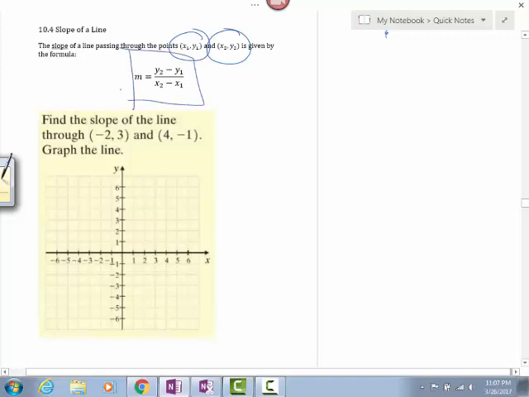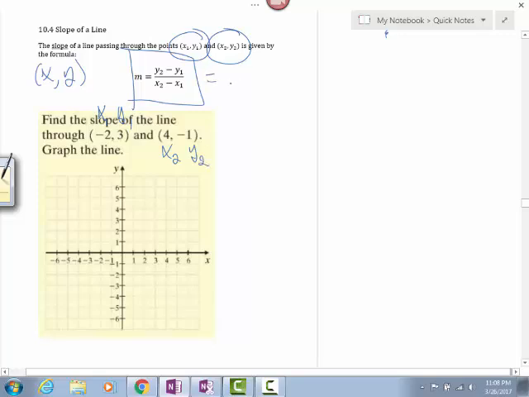Now, the reason we're using x1 and y1 and x2 and y2 is because we have 2 points, okay? So if you remember, every point is always going to be in the form x comma y. So since I'm looking at my first problem here, it says find the slope of the line through the points -2, 3, and 4, -1. Since -2, 3 is my first point, I'm going to think of this as my x1 and my y1. And I'm going to think of 4 and -1 as my second point, so I'm going to think about that as my x2 and my y2.